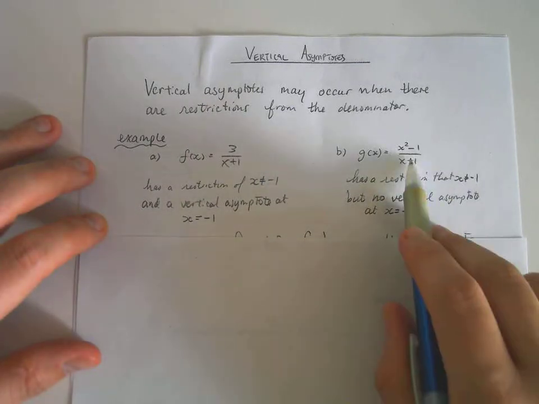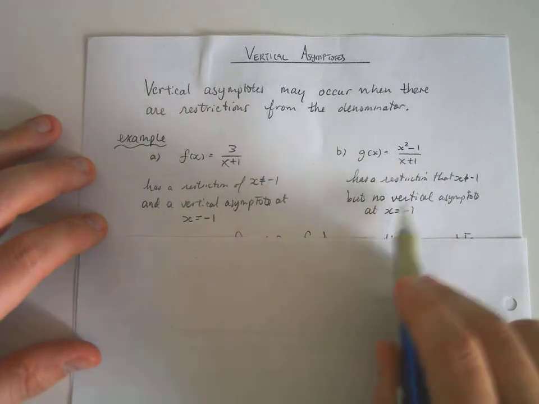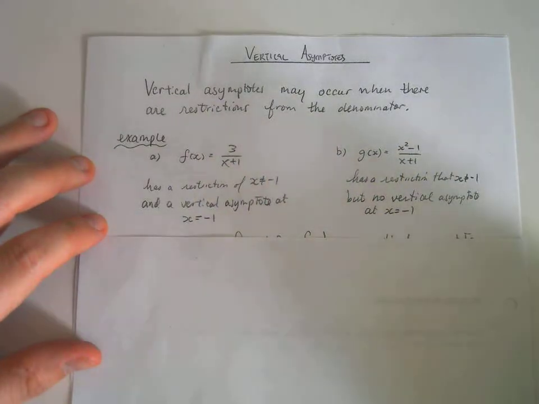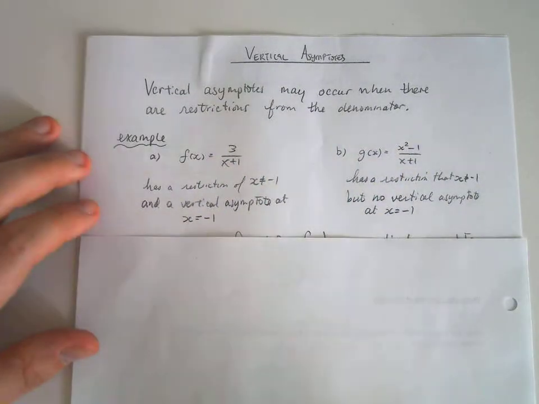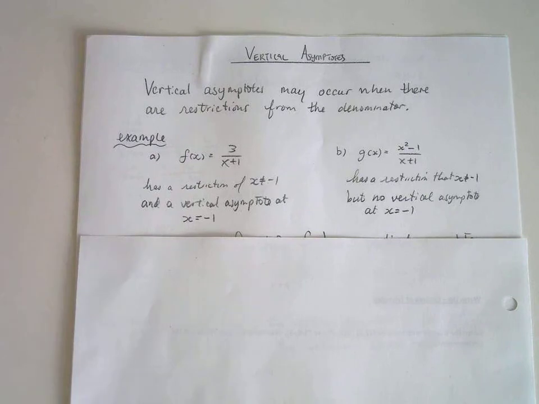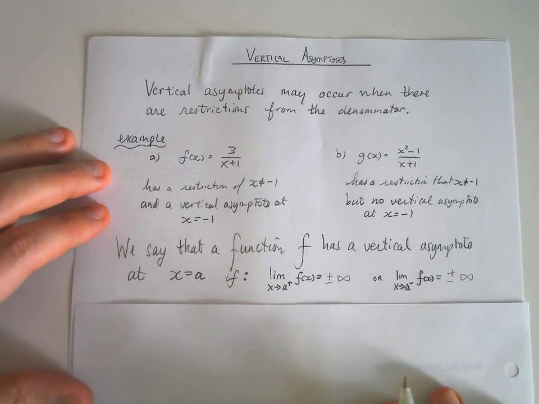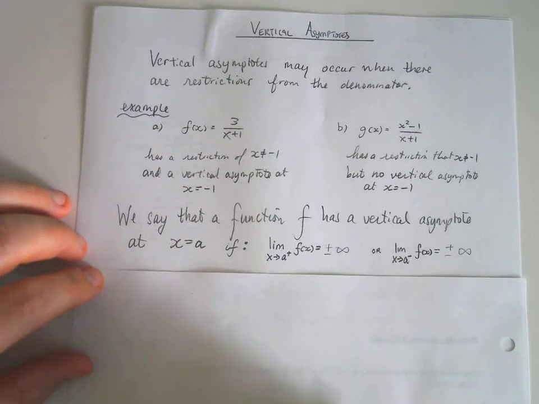Here there's a restriction at x being a -1, but there's no asymptote there because if I factored that, there'd be some canceling. So restrictions aren't the only thing that we need to consider. We actually have to dig a little bit deeper to see if things can cancel. In general, we would say this about vertical asymptotes.